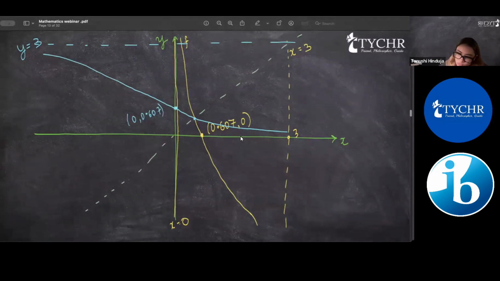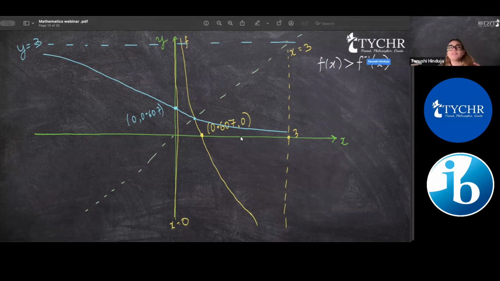And then they want us to solve the inequality f of x greater than f inverse of x. So we have to find the places where the graph of f is above the graph of f inverse. If you look carefully at the graph, there would be a region. Before x equals 0, we don't even have the graph of f, so we can't look at that. We can look at this region where your yellow graph is above the blue graph. That means f is above the f inverse graph.